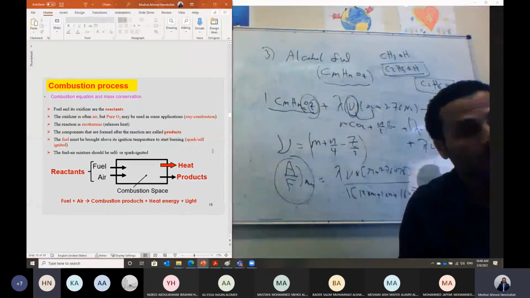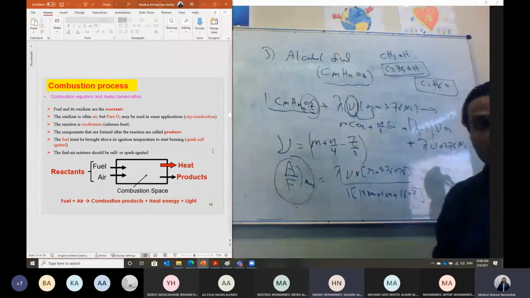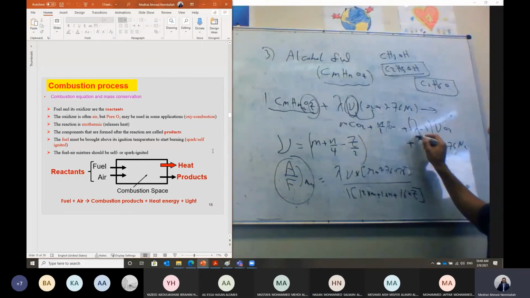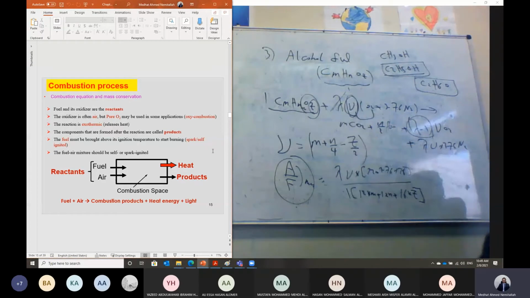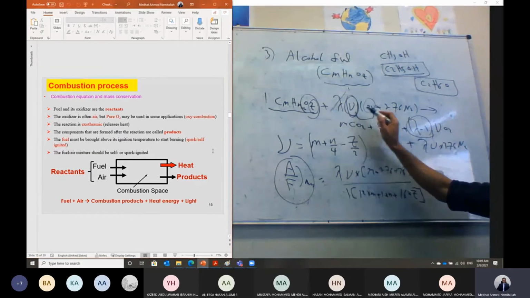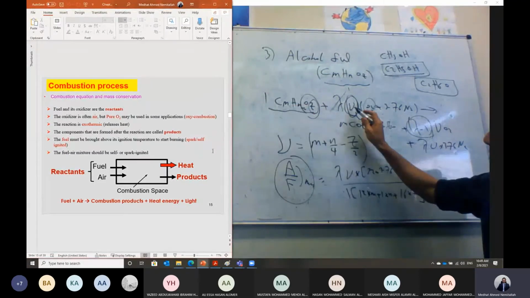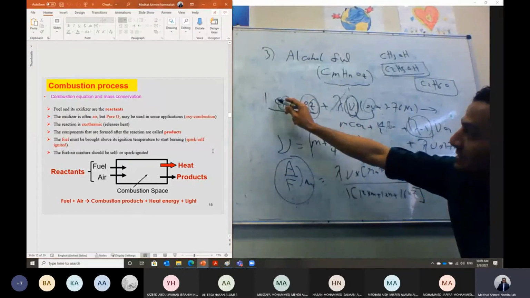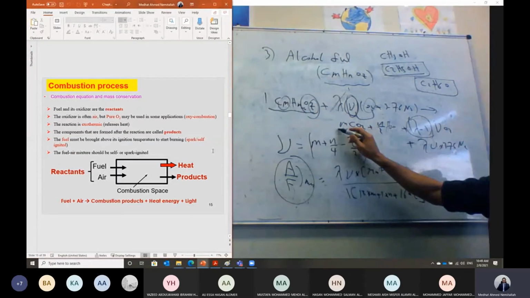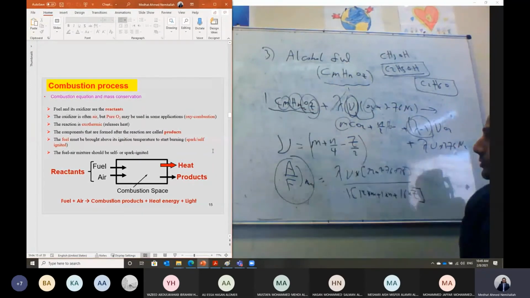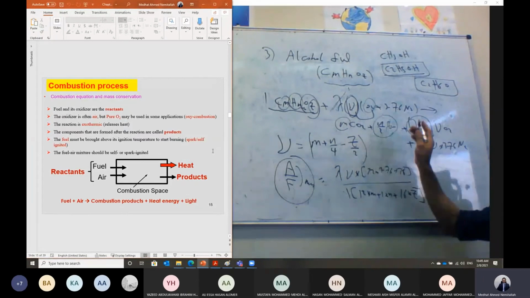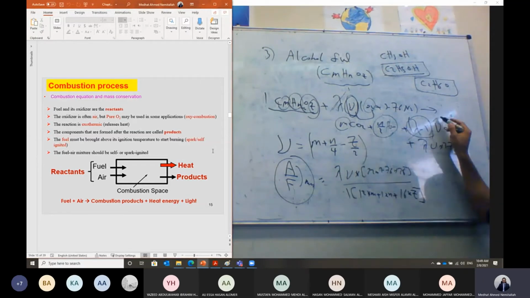Why do we write lambda minus 1 in the oxygen? Because if lambda is equal to 1, then we have theoretical combustion. We have just enough oxygen to convert the fuel. Gamma is m plus n over 4. So m will be converting the m carbon to m carbon monoxide, and the n hydrogen will be converted to n over 2 H2O. In this case, if lambda is equal to 1, then lambda minus 1 is 0. We don't have excess oxygen in the combustion product, because the amount of oxygen is just enough to convert the fuel into carbon monoxide plus hydrogen.